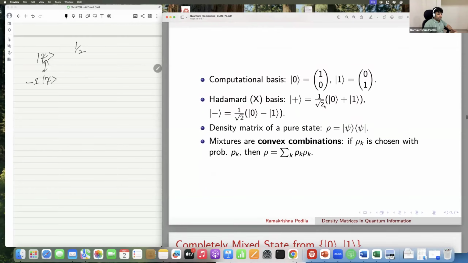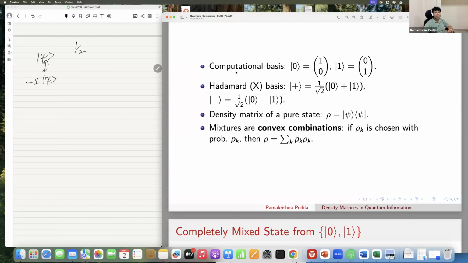So now maybe this slide will address the question that you asked. If I begin with some basis 0 and 1, and I make another basis out of this, like the plus and minus basis, which I call the Hadamard basis, where I am combining 0 and 1, then consider the density of a pure state versus the convex combination. The convex combination would be the sum over k of p_k times rho_k, where p_k is the probability for one particular state. So I could say half the time I would find the particle in 1, 0, and half the time in 0, 1. Those are the convex combinations we are talking about.